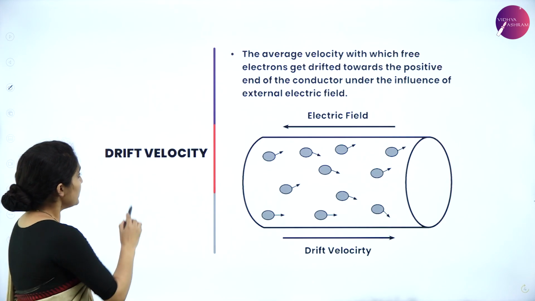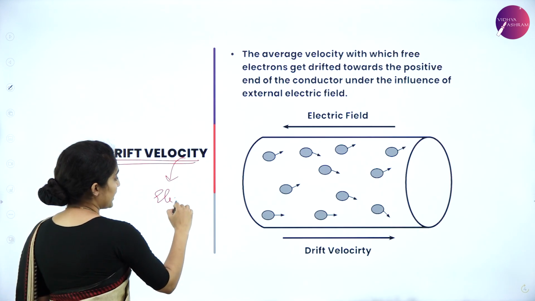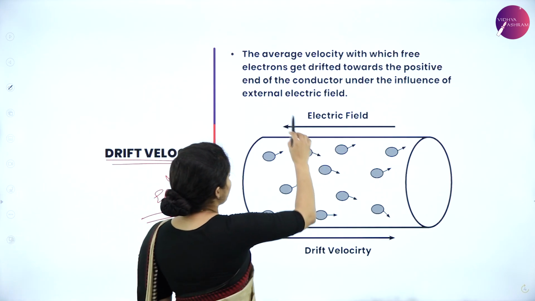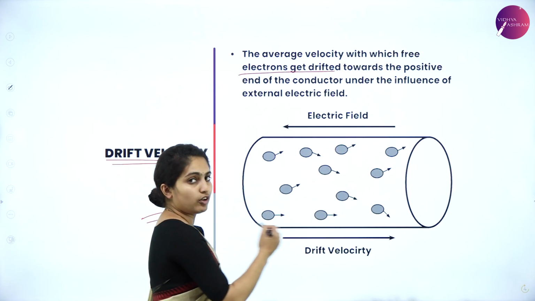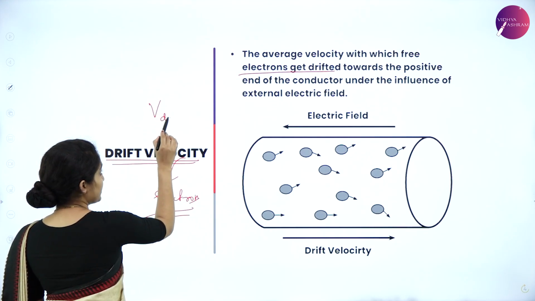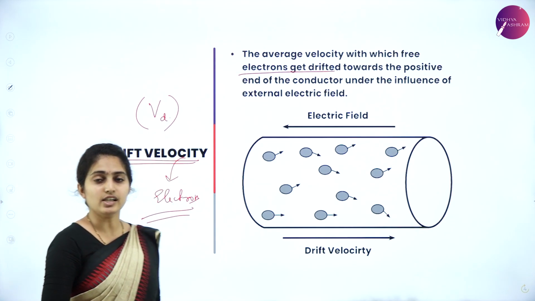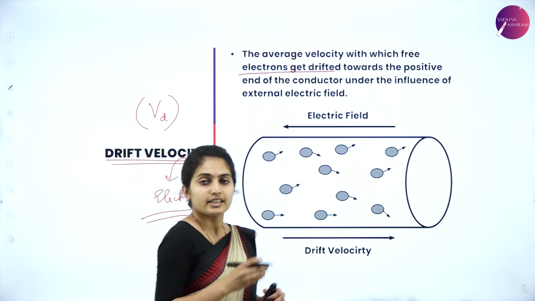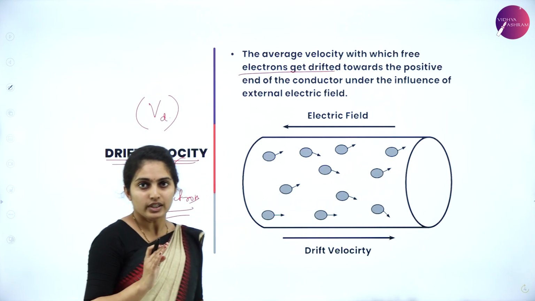Next we are going on to drift velocity. That is, the velocity of your electrons or the charges which get drifted. So it is the average velocity with which the free electrons get drifted. The drift velocity is always opposite to the electric field, wherein drift velocity is given in terms of Vd. Drift velocity, Vd is the notation. So as there is an external electric field, the free electrons get drifted opposite to that of the field, is what you will have to consider.